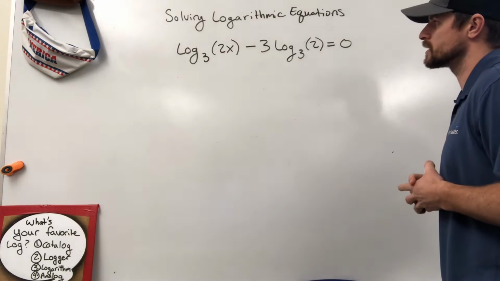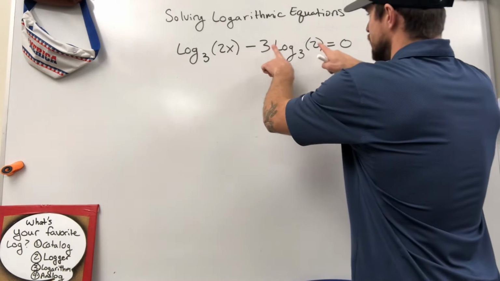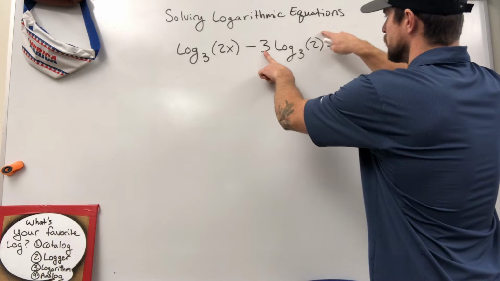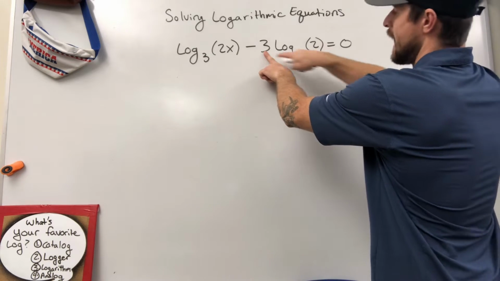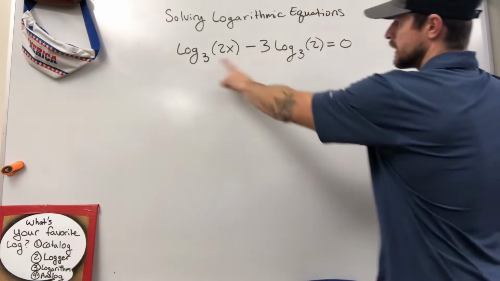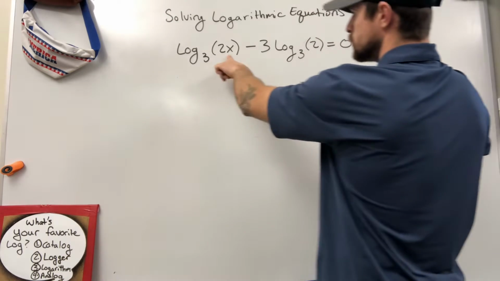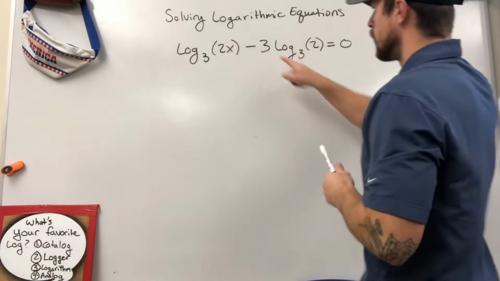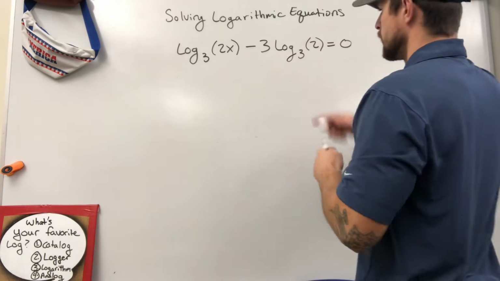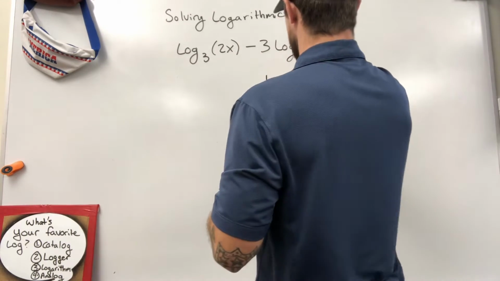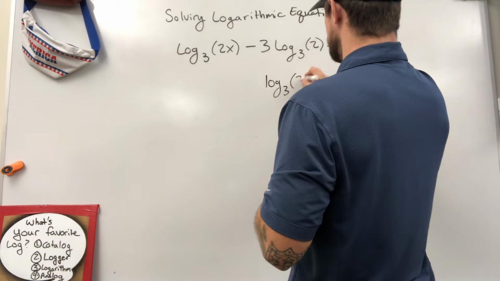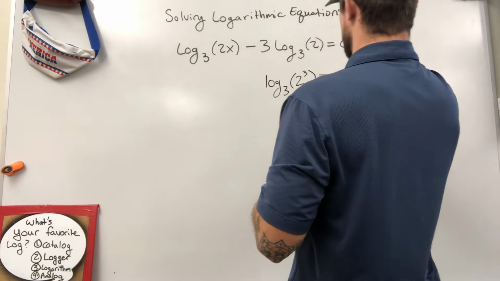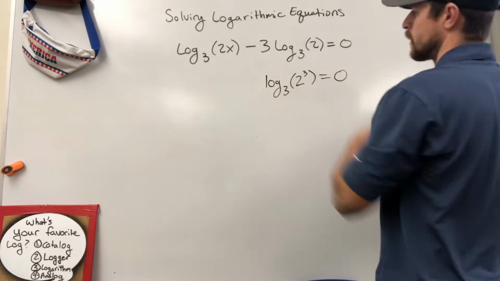We're going to solve an equation here. The first thing I need to know is I can take that 3 and bump it up above my 2, as the exponent. So log base 3 of 2 times x minus 3 times log base 3 of 2 equals 0. All I'm going to change is this part, and I'm going to rewrite it as log base 3 of 2 to the 3rd power. This is a power rule of logs.